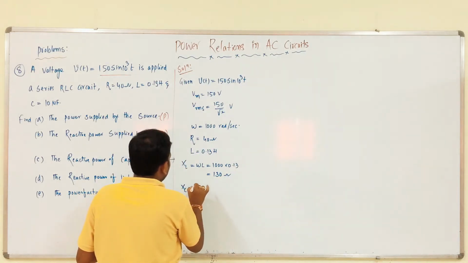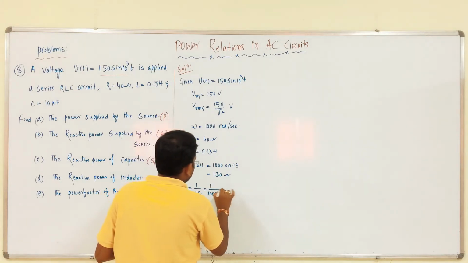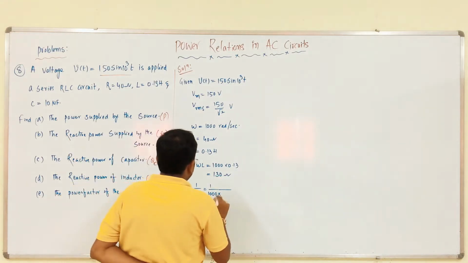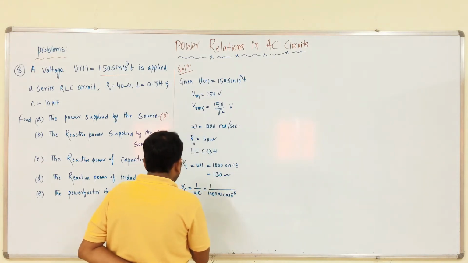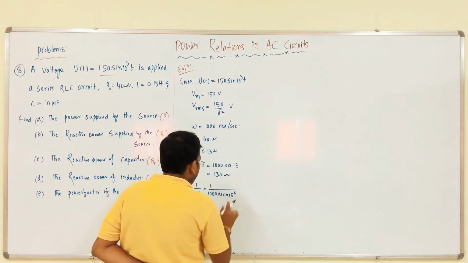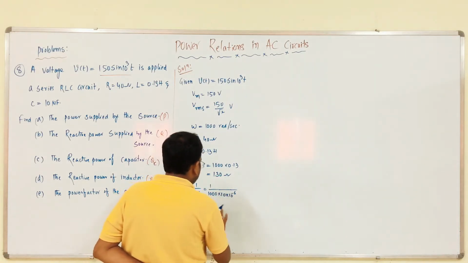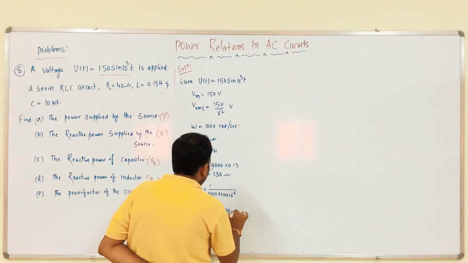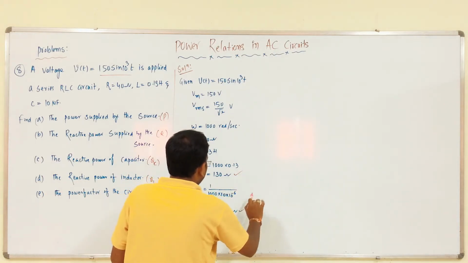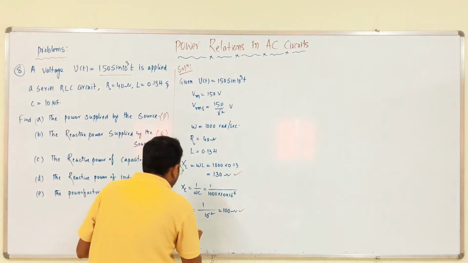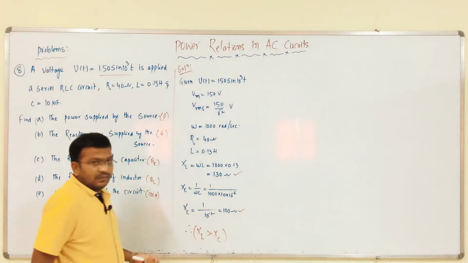Next, XC equals 1 by omega C, 1 by 10 power 4 into C, where C is 10 microfarad, 10 into 10 power minus 6. So from this, XC equals 1 by 10 power minus 5, 10 power 4, 10 power minus 2, which equals 100 ohms. We have XL and XC, so which one is more? XL is more than XC.